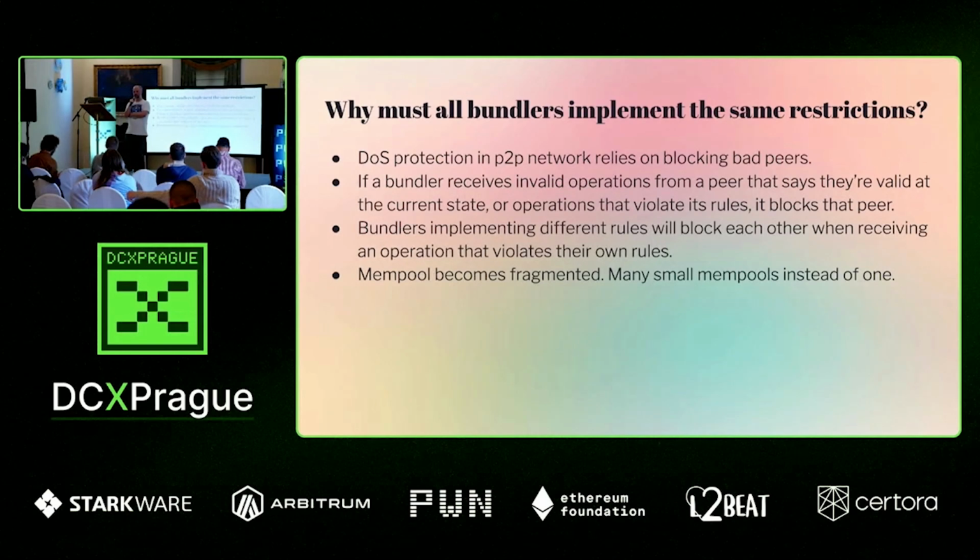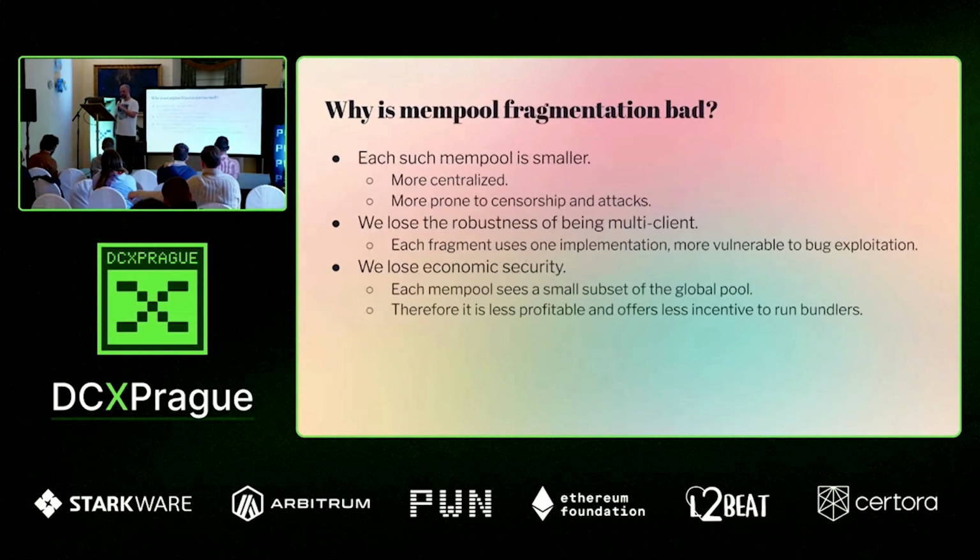Now, what happens if we have slightly different implementations of the rules in different bundlers? What would happen is someone would propagate a transaction that is valid for some but invalid for others. So they would treat each other as spammers, disconnect from each other, and we end up with a lot of small fragmented mempools instead of one big mempool. Is that a problem? So it is, especially if you think about censorship resistance, because each such mempool is small. It has fewer nodes. So the fewer nodes you have in the mempool, the easier it is to censor you. It becomes much more centralized.